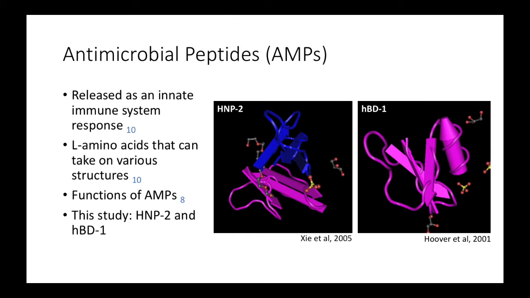AMPs inhibit bacterial growth by disrupting cell wall formation, interrupting cell signaling, or downregulating genes that promote biofilm formation. The AMPs used in this study are HNP2, which is shown in the figure on the left, and HBD1, which is shown in the figure on the right.